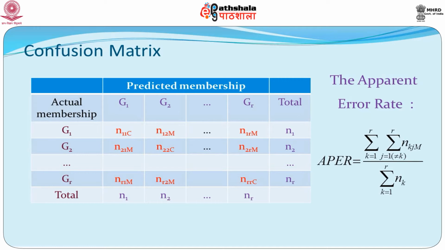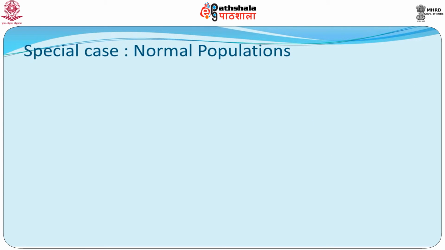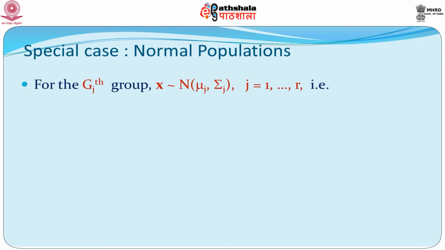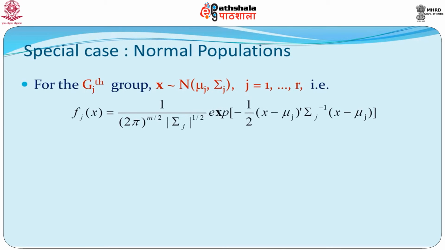So, this gives you a very good idea of how good the classification rule is. Let us look at a special case for the normal populations. Before, we had assumed that Gj had the general form of the probability function Fj(x). Now, if Fj(x) has the normal distribution, that is x follows normal(mu j, sigma j), then we have the usual normal probability function under the jth group.